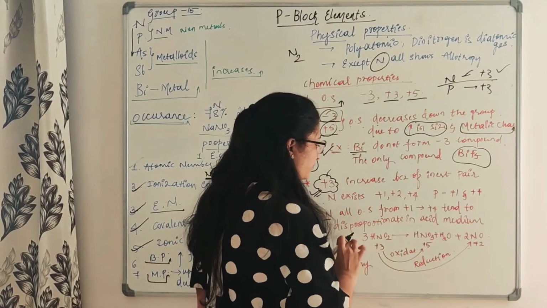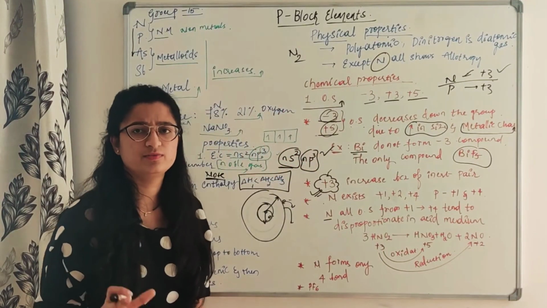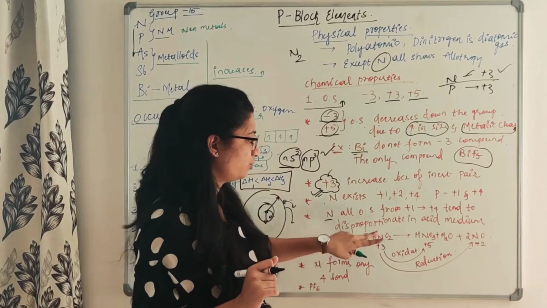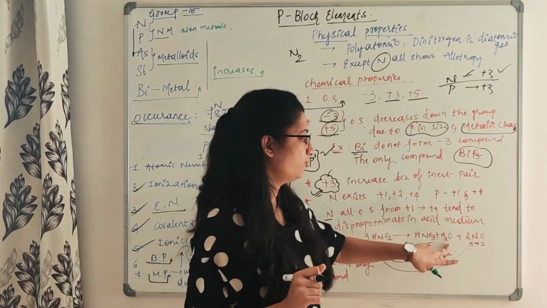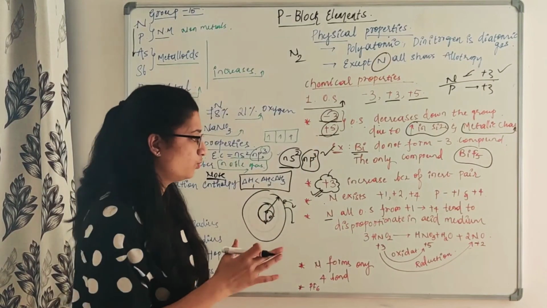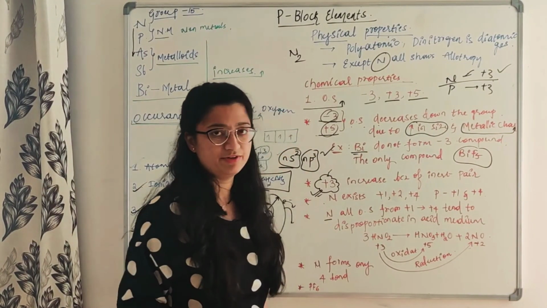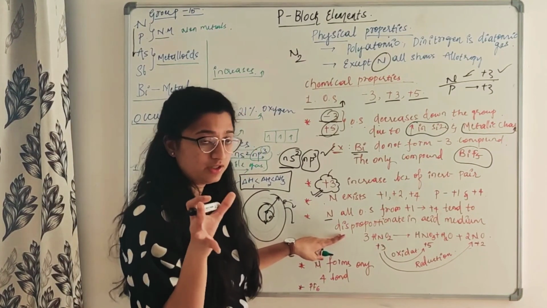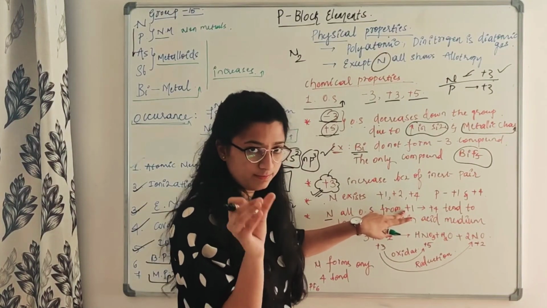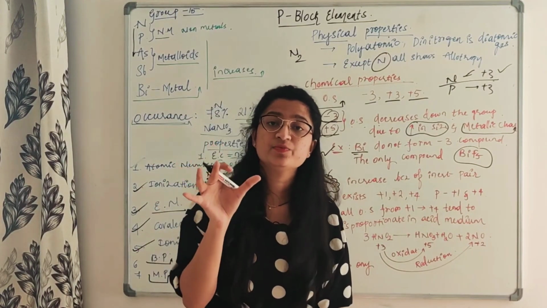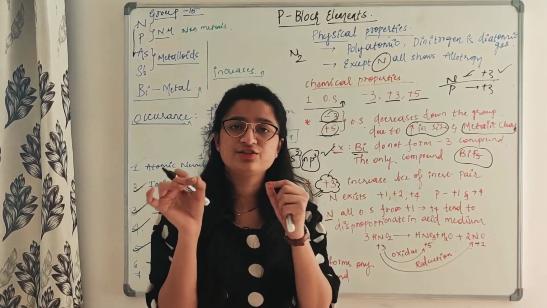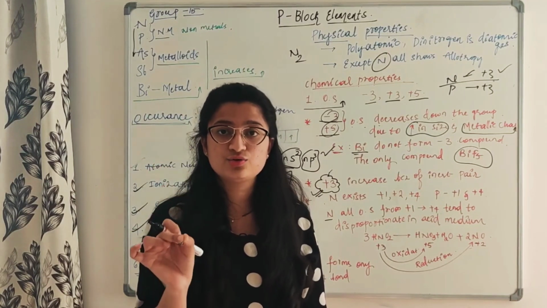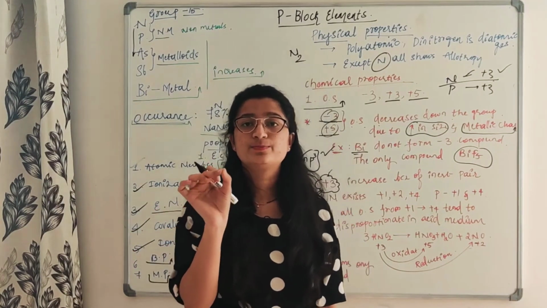That tends to disproportionate in the acid medium. It is a very important point. For example, I have written a reaction here where HNO2 is converting into HNO3, water and NO. What this statement means is, if nitrogen has an oxidation state between +1 to +4 in a chemical reaction, then it is understood that the reaction is a disproportionation reaction.